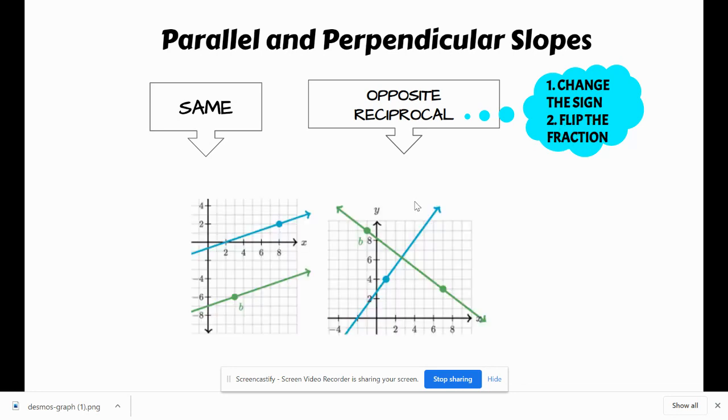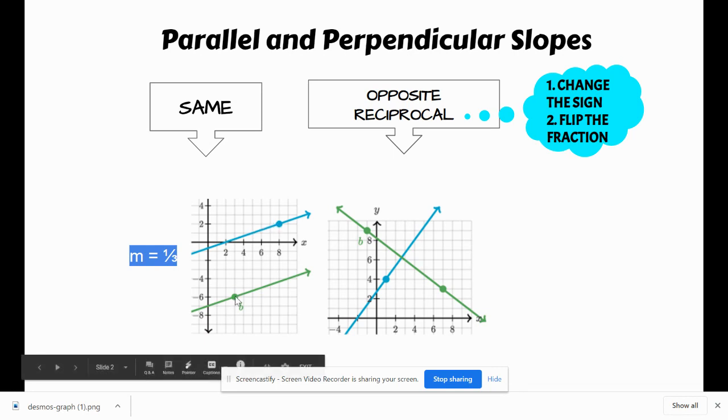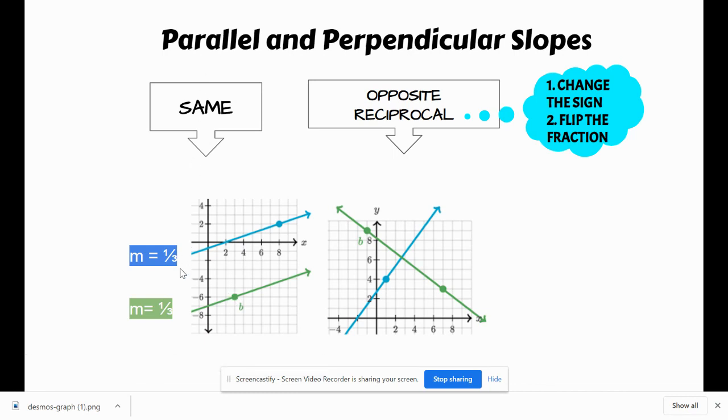Here are what graphs look like. Because parallel lines have the same slope, they go in the same direction. Now, last week you learned how to find the slope from a graph. So you should be able to pick 2 points from this line, and you will see that this line has a slope of 1 over 3. So we go up 1 over 3, up 1 over 3. The green line, if you do the same, also has a slope of 1 over 3, which means that these are parallel.